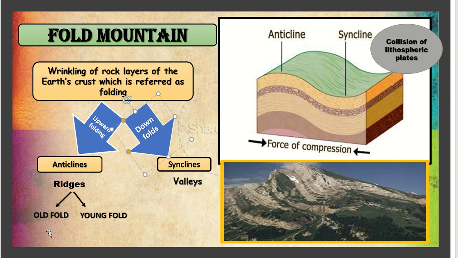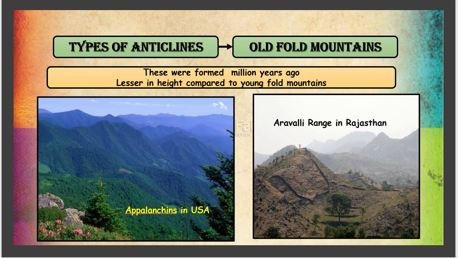And ridges are of two types: old fold and young fold. The name itself suggests old. It depends upon the age, how many years ago it was formed. That is how we classify the ridges, anticlines, into two types: old fold and young fold. Now see, old fold mountains first. Old in the sense it is very old, formed more than 100 million years ago. So it is lesser in height compared to young fold.